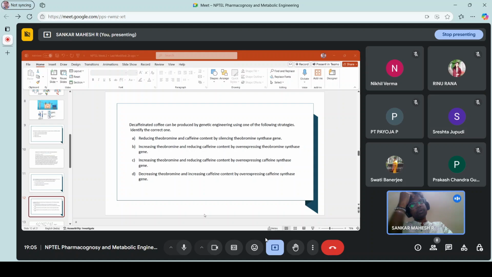Okay, does anyone know the pathway for coffee production? Here it's the pathway to produce theobromine and caffeine. You can unmute if you know the pathway.